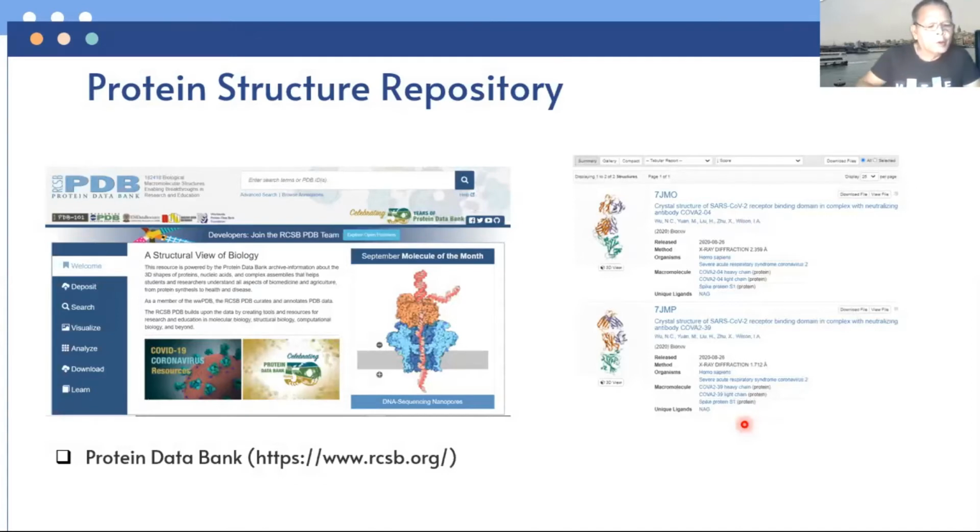The proteins are deposited in databases. One of the largest protein structure repositories is the Protein Data Bank, or PDB.